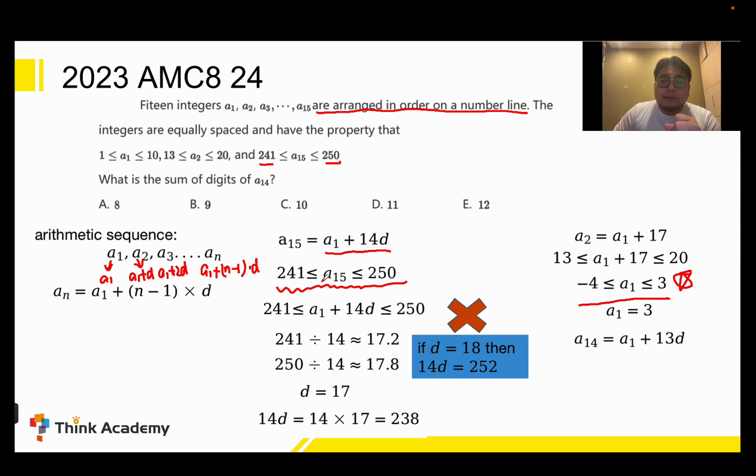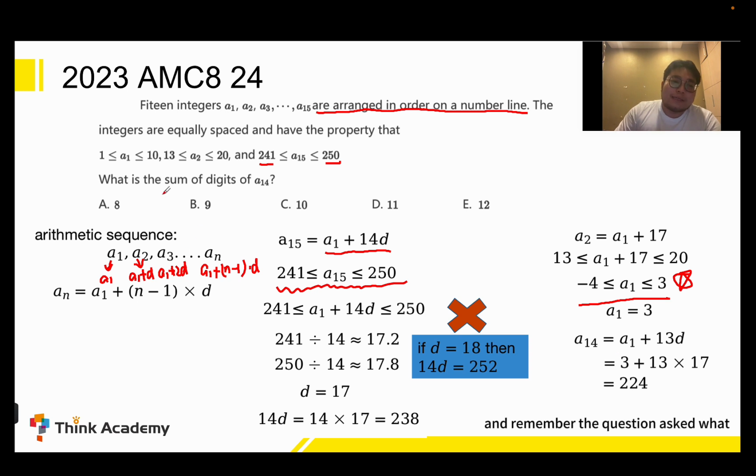The question asks us to find the sum of the digits of a14. We can write a14 equals a1 plus 13d. Use a1 equals 3 and d equals 17 in this formula. Then a14 is 3 plus 13 times 17, and the answer is 224. Remember the question asked for the sum of the digits: 2 plus 2 plus 4 equals 8. So we choose A as the correct answer.